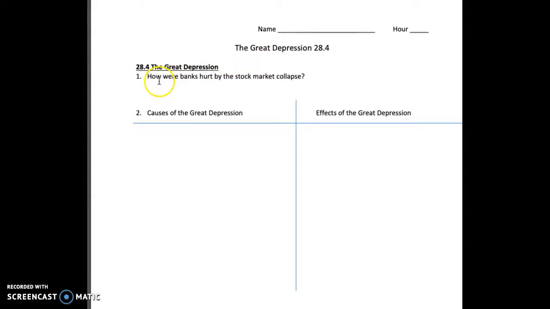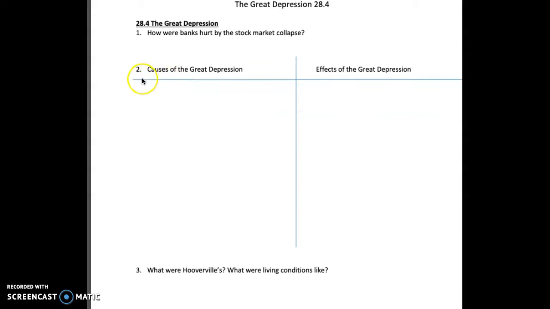You're going to start off by thinking about how banks were hurt by the stock market collapse, and you have to think about how banks were involved in the stock market to answer this question. And then over here, you're going to list all of the causes that you find of the Great Depression. So what made it happen? And then over here, you're going to put effects of the Great Depression. So this is what happens as a result of, okay?